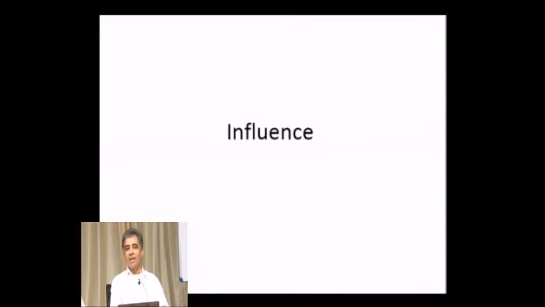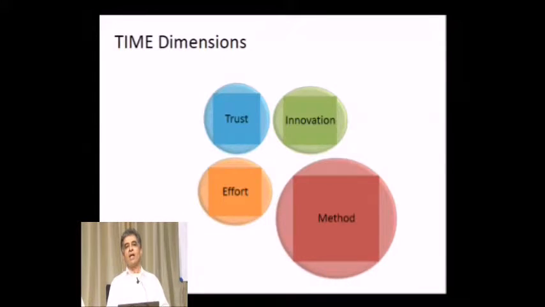So this method dimension has, if you have a very highly methodical environment, all the other dimensions do not have that much of an influence there. When the method is very much followed, a particular way of doing it is followed, there is not much scope for innovation, not much effort is needed, and no need to worry about trust because everybody follows that method. So when the method is predominantly feasible in any environment, all other dimensions have a lesser impact.